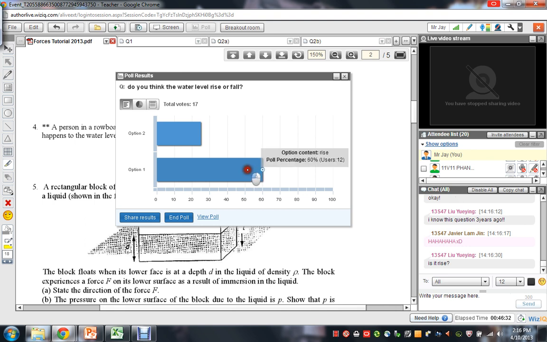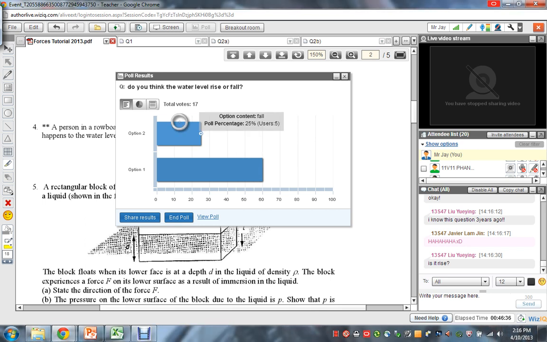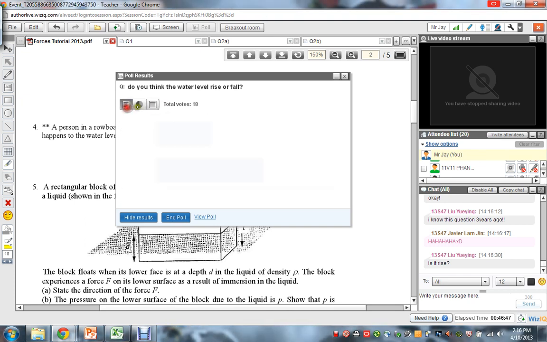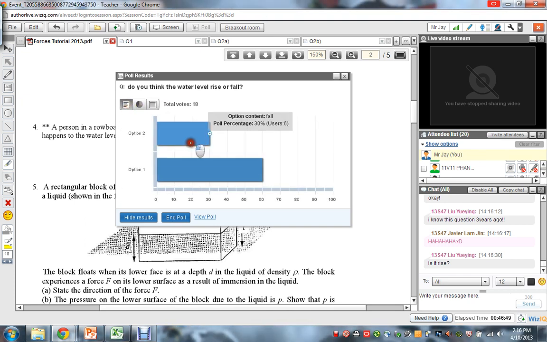Forget already, right? Okay, most people say rise. Some people say fall. Okay. Oops. Nah, you can see. Most people, 30% of y'all say fall. 60% of y'all say rise. Okay, let's derive the answer together.